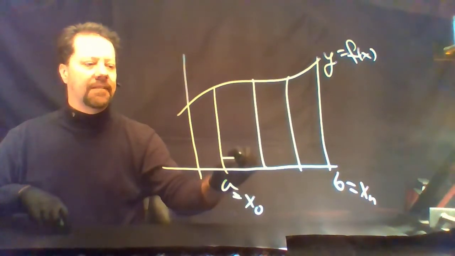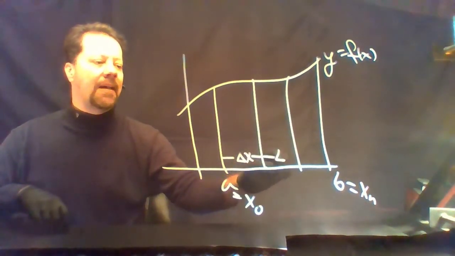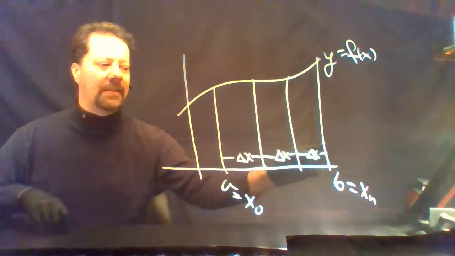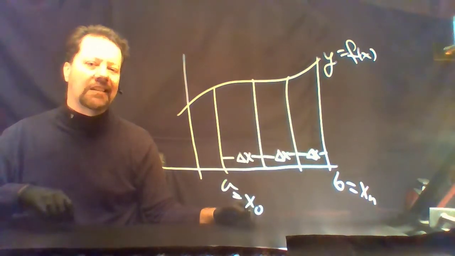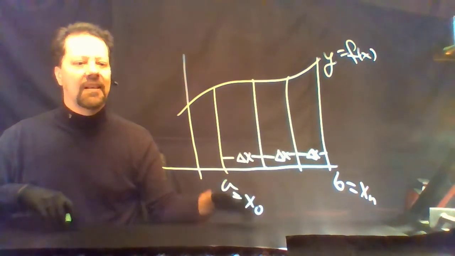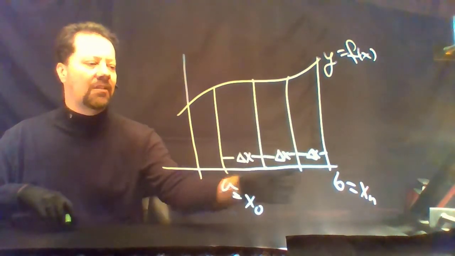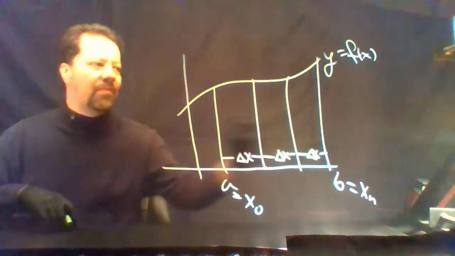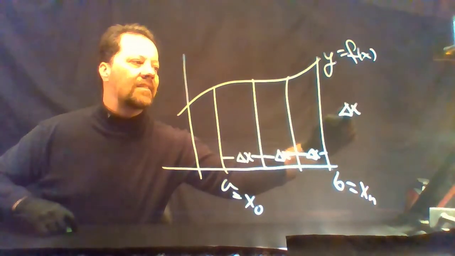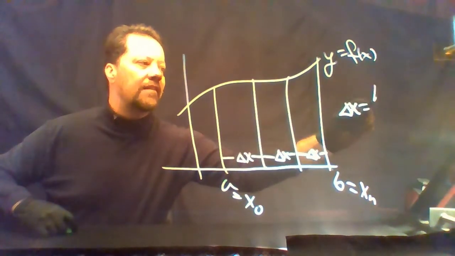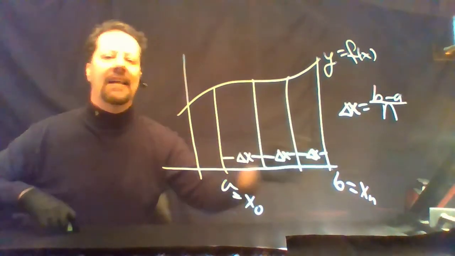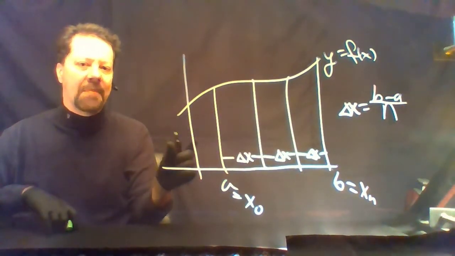So this width, which we'll denote by delta x, will be the same as this width, and that'll be the same as this width here. They're all going to be delta x units wide. If we make n rectangles, how big are these rectangles? Delta x is going to be the total length of the interval, which is b minus a, divided by how many little subintervals we make.